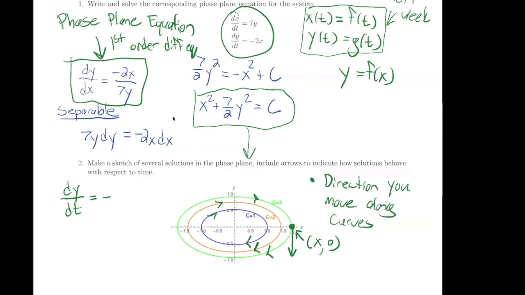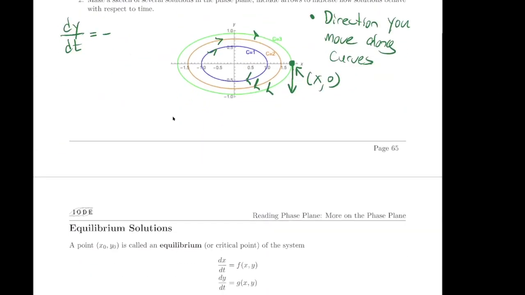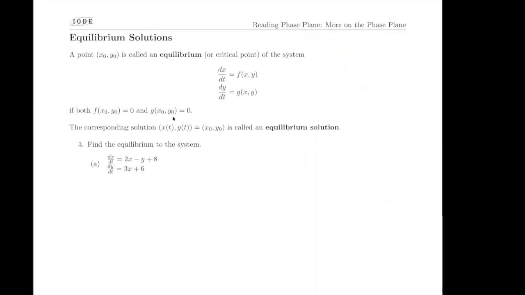That's really important when you're sketching these. I just want you to be aware that it's not just the curve itself, but we also need to indicate time somehow on this graph. The way we do that is by putting arrows in. If we were to hit play, what direction would we move as time goes on? Okay, any questions about phase plane equations?